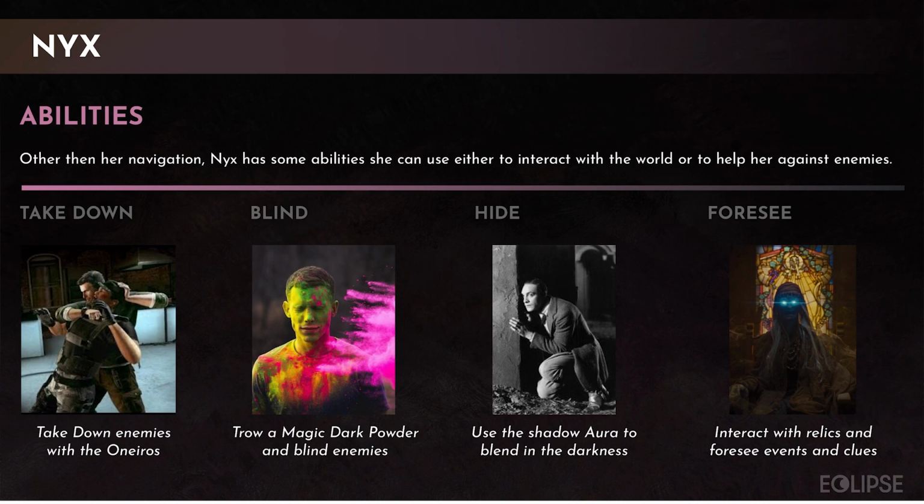I identified 4 things that I want to prototype and really use. The first one is takedown, so you can take down enemies with the Oneros, the dagger that she has. I also want to blind enemies, so she can throw dark magic at them. She can also hide in the shadows, call to her shadow aura and blend with the darkness. And she can use her pendant to foresee, so she can interact with relics and foresee events and clues, because NYX is a powerful oracle in how I designed her. So these are the 4 things that I will really work on for the next steps.